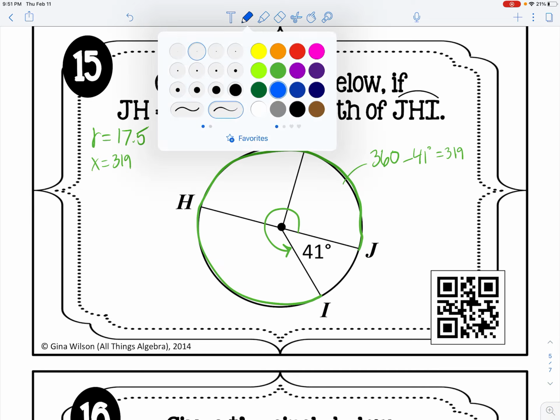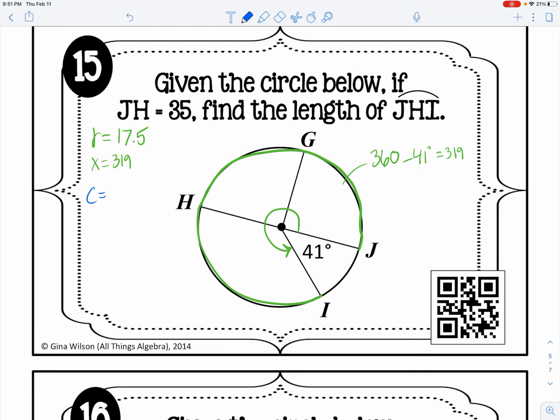All right. Let's do our circumference. Should do 2 times pi times our radius. And I get 109.9. Then we can go ahead and calculate our arc length. And so our angle we said is 319. So we're going to do 319 times our circumference divided by 360. And I get 97.4.